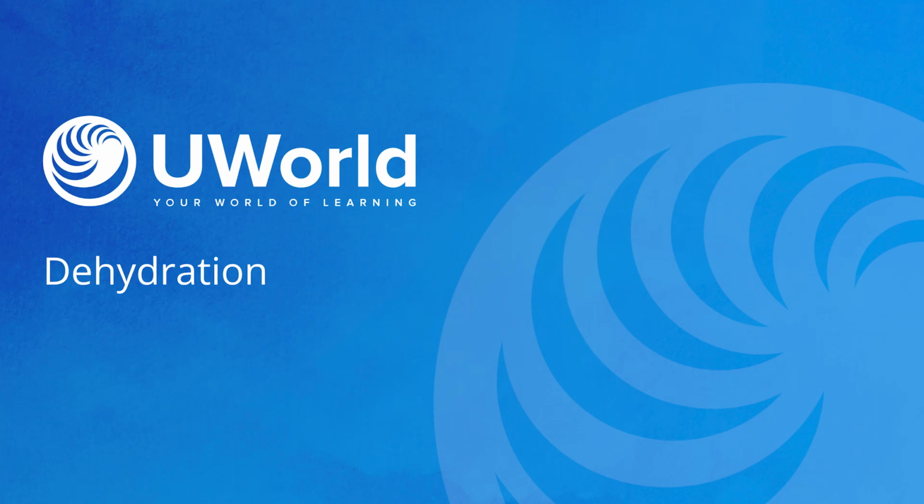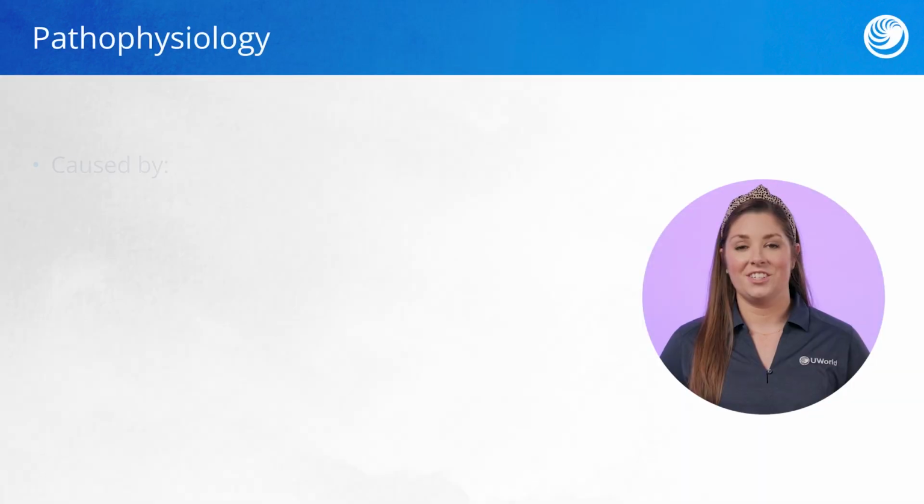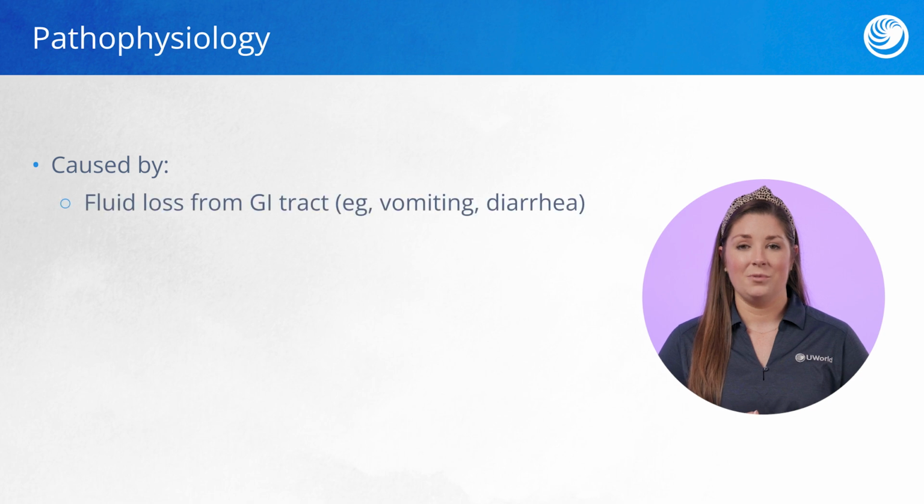This topic is dehydration. Dehydration, as we commonly know, is due to fluid loss, and we do lose electrolytes during dehydration as well. So let's talk about the causes of dehydration. We can have that fluid loss through the GI tract when we have vomiting or diarrhea.